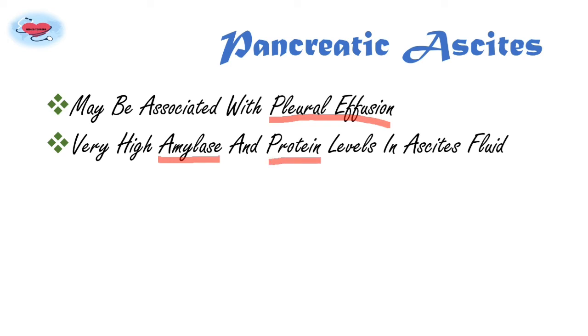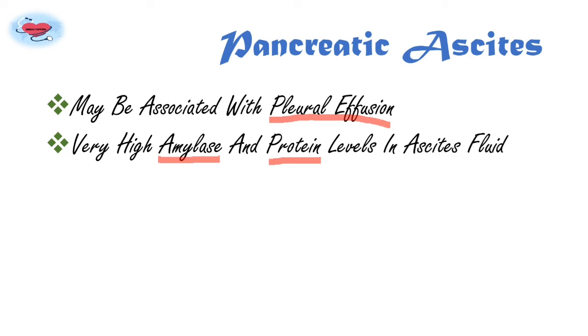And by doing investigation, we can get very high amylase and protein levels in the ascitic fluid. Because of the leakage from the disrupted pancreatic duct, we may get these high amylase or protein levels in the ascitic fluid, and we can do ERCP just to identify the leak, and CT scan are the essential investigations.